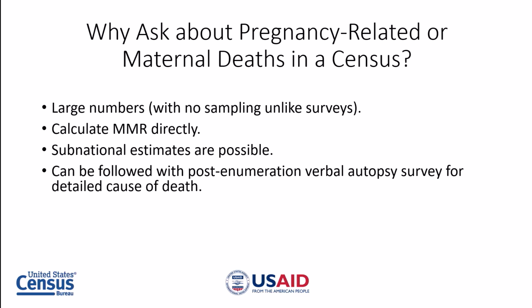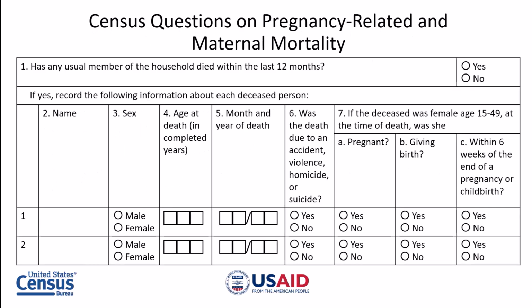Now that we have talked about the many advantages of using the census to obtain pregnancy-related and maternal death indicators, let's look at the questions that need to be asked in order to produce the indicators. Here are the recommended census questions on pregnancy-related and maternal mortality. The first set of questions are general questions on recent household deaths. The first question asks if any usual member of the household died within the last 12 months.